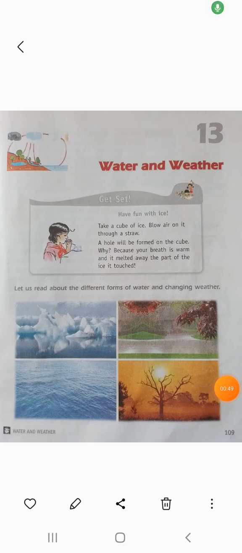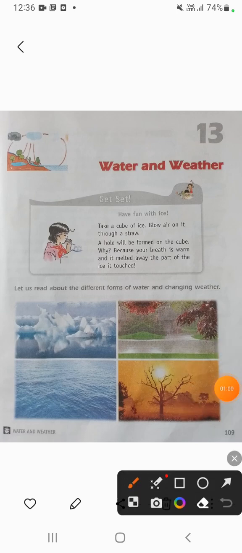Okay students, open page number 109 in your textbook. Have fun with ice. For this activity, the materials we require are an ice cube and a straw. First of all, take a cube of ice and then blow air on it through a straw. In this picture, you can see how to take a cube of ice and blow air on it through a straw. Now a hole will form on the cube.